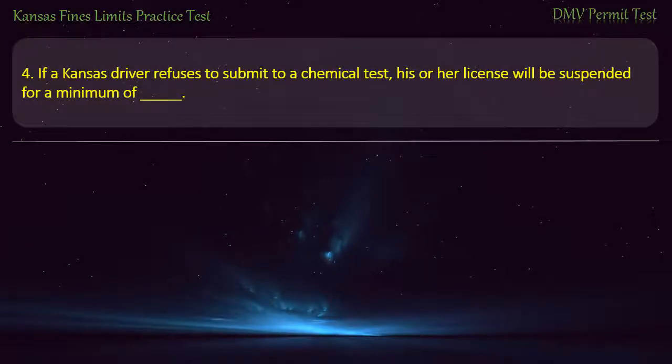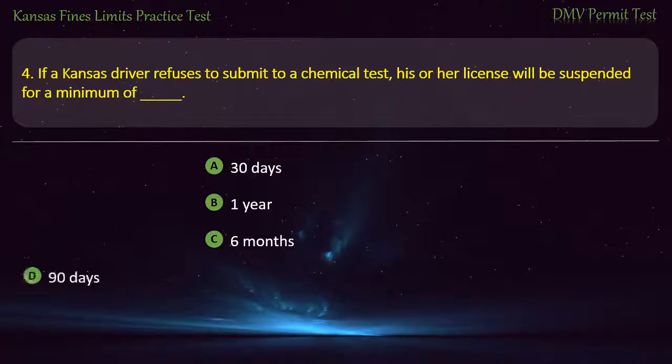Question 4. If a Kansas driver refuses to submit to a chemical test, his or her license will be suspended for a minimum of 30 days. 1 year. 6 months. 90 days. Answer. 1 year.